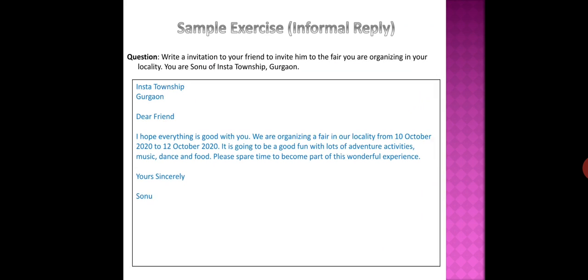Dear friend, I hope everything is good with you, because we have to be in a casual tone here, that is why we can start like that in a friendly manner. We are organizing a fair in our locality from 10 October 2020 to 12 October 2020. It is going to be a good fun with lots of adventure activities, music, dance and food. Please spare time to become part of this wonderful experience. Yours sincerely, Sonu. So we can see that the tone here is very friendly. There is no formality there, there are no particular rules there. Things are being discussed on a friendly note.